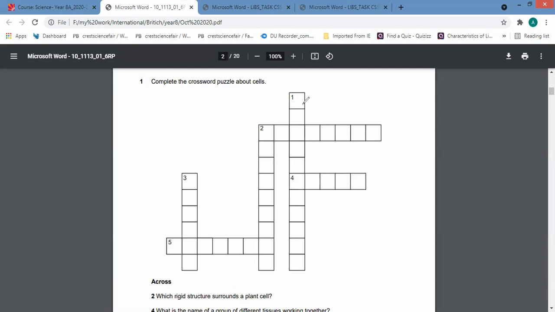Number 1, chloroplast. Next, where in a cell do most chemical reactions happen? Cytoplasm. What is the name of a group of similar cells? Tissue, just tissue without the s. Okay. So we finished this part.